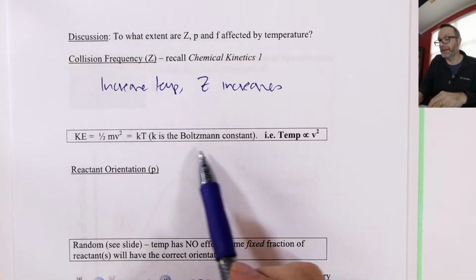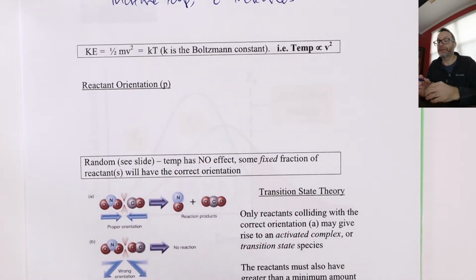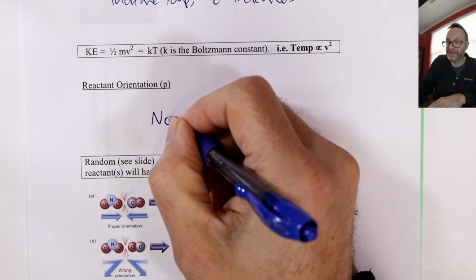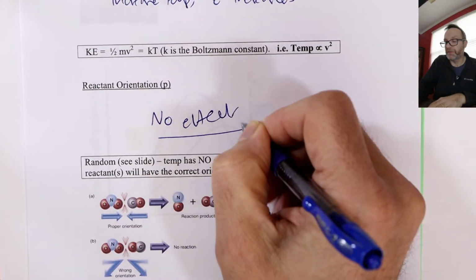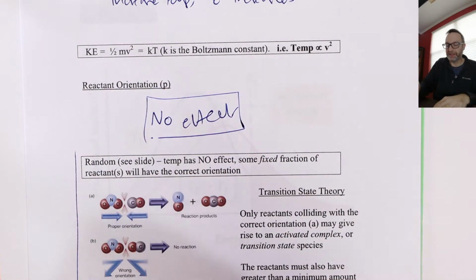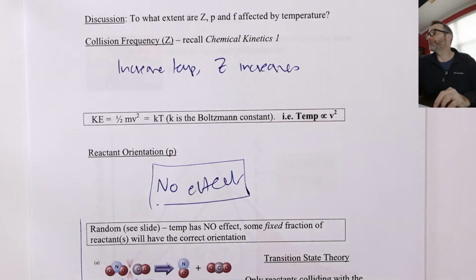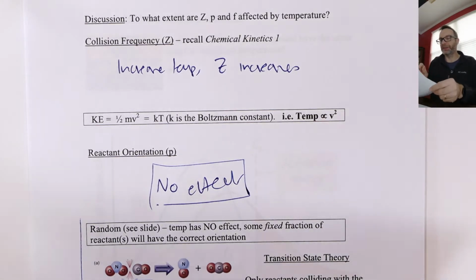We talked about it last time as well. Reactant orientation, we talked about it. It's just a fixed fraction. No effect. If the molecule's in the right spot when they hit, that is not affected by temperature. Just to show you, there's a slide here which is kind of small, so I'll show you a better one. I think this is in the back of the packet. If you want to look in the back of your packet, it's there.